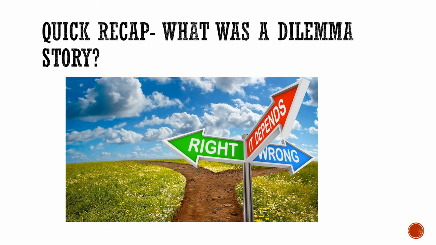Okay, so we said that a dilemma story was where a character may have a problem and there are different ways to resolve it. A dilemma is where the character might not know what's going to happen and they have to choose out of a couple of different options. Okay, and we are going to try and plan and write our own dilemma ending. That's going to be the task for today.